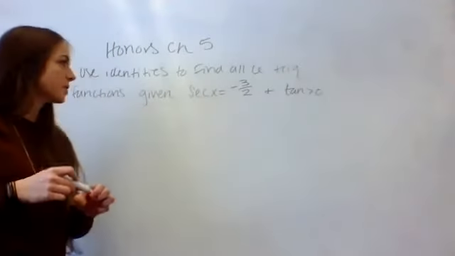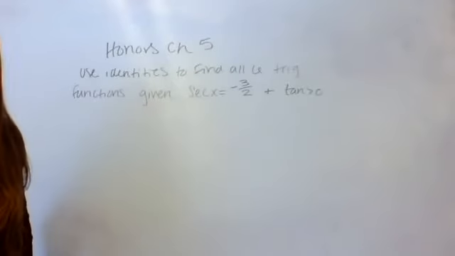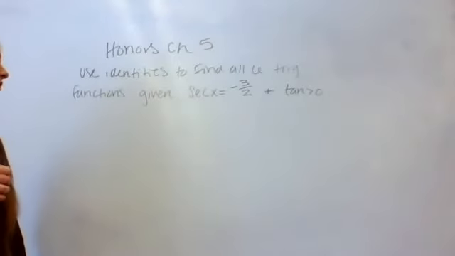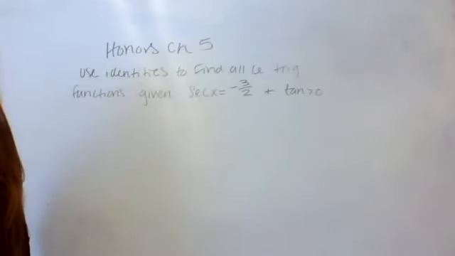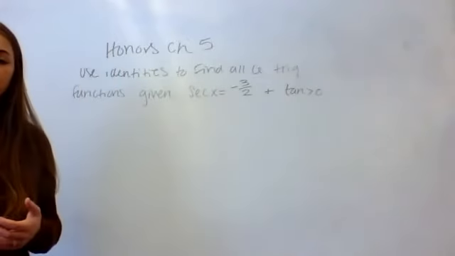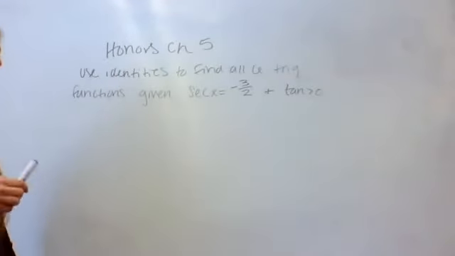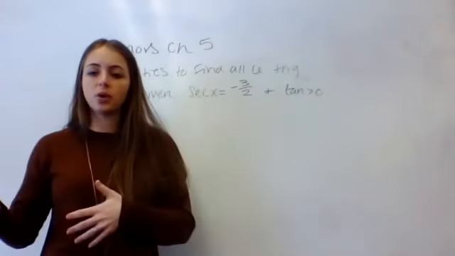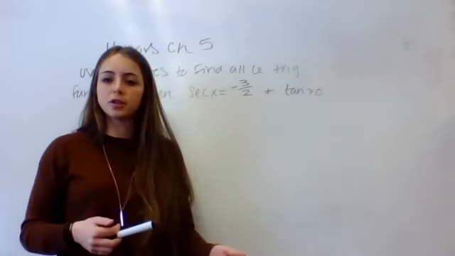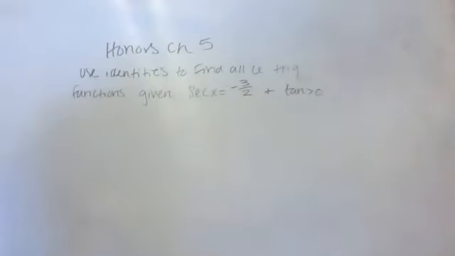All right, so here is your first honors topic for chapter 5. We are going to be, again, finding all 6 trig functions given one trig function and the fact that tangent is positive or greater than 0. We did some things really similar to this in chapter 4, except this one is going to take a bit more of a twist, and you probably have more angles to go through to find all 6 trig functions.